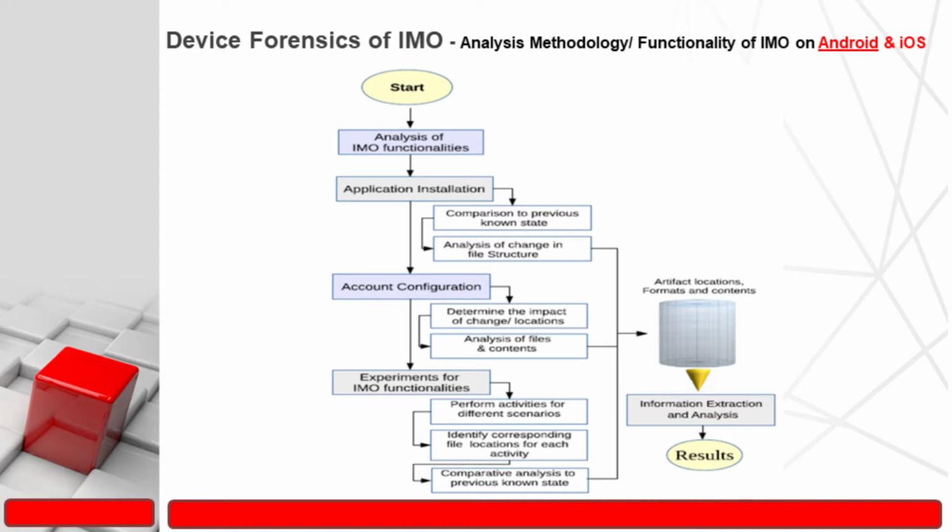The second step is the account configuration, and after account configuration, determine the impact of change and locations, and the analysis of files and contents. In the third step, we experiment with IMO functionalities, and for that we perform activities for different scenarios, identify corresponding file locations for each activity, and finally do a comparative analysis to the previous known state. We also have to find the artifact locations, formats and contents, and finally we go for the result in order to extract and analyze the information.